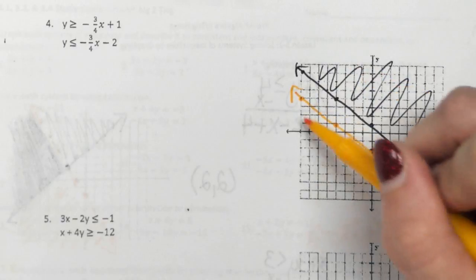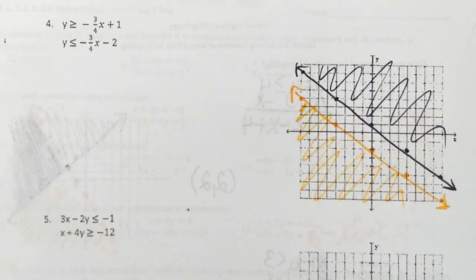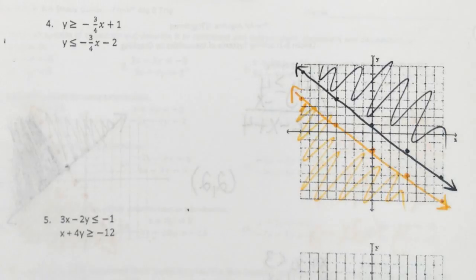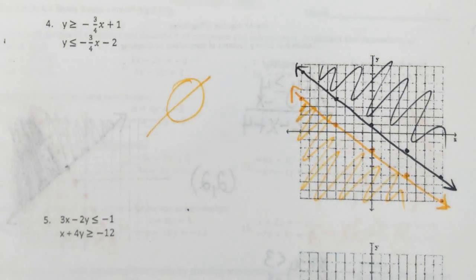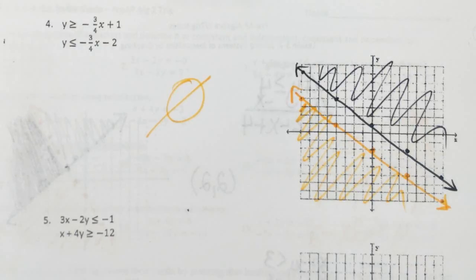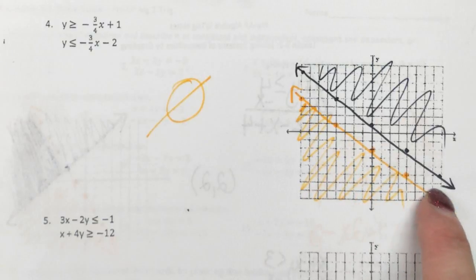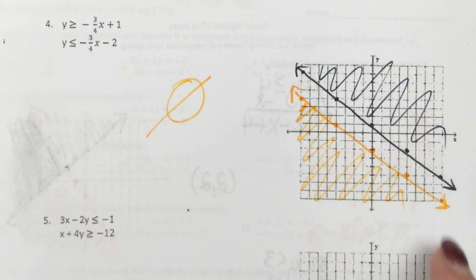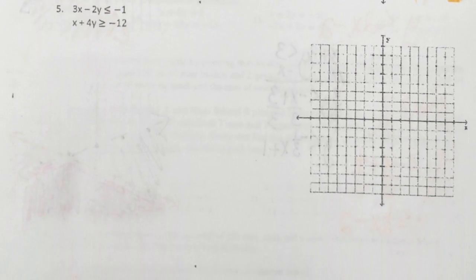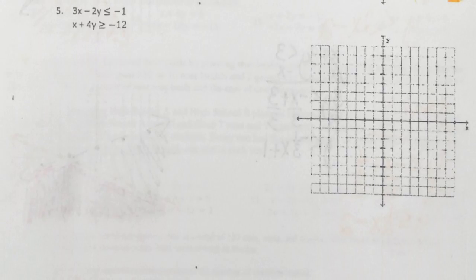Just because they're parallel doesn't mean it's no solution, though. What makes this one a no solution? Their shading doesn't cross. Very good. So that is a no solution because the shading doesn't cross. Now, they could be shading in the middle. So don't assume that just because they're parallel that it's no solution, okay, on these guys. All right, we're on number 5. I'll have to solve those for y.